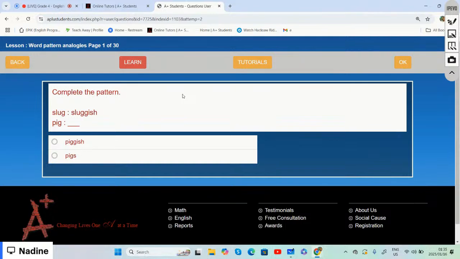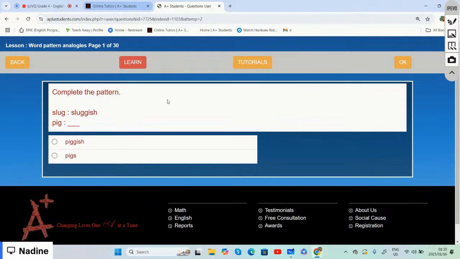So sluggish. If we were to complete the pattern, do we say it's going to be option one, piggish, or option two, pigs? Piggish, or is it going to be pigs? And if we complete the pattern, we're going to, yes.